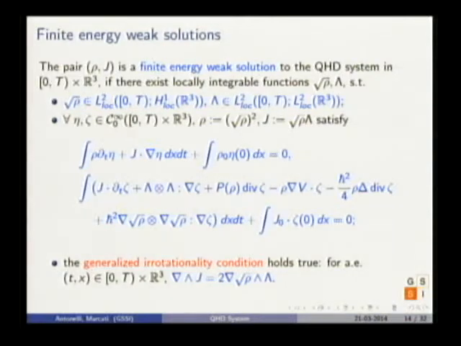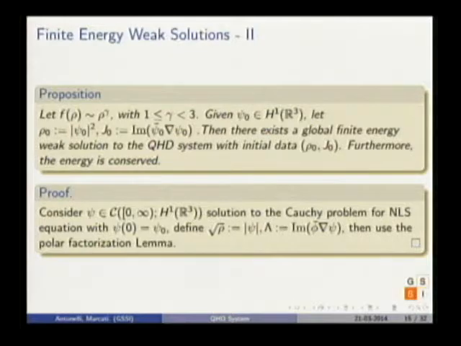Okay, so in this way, I can say, okay, I take psi0 in H1, and if I define rho0 to be the mass density related to psi0, J0 to be the current density related to psi0, then there exists a global finite energy weak solution to the QHD system with those initial data, and the energy is conserved. Okay, so this is just an easy consequence of what I said before, because I just consider psi0 and the NLS equation I wrote before. For the NLS equation, you really have all the nice theories that you want with all the nice properties and estimates, blah, blah, blah.